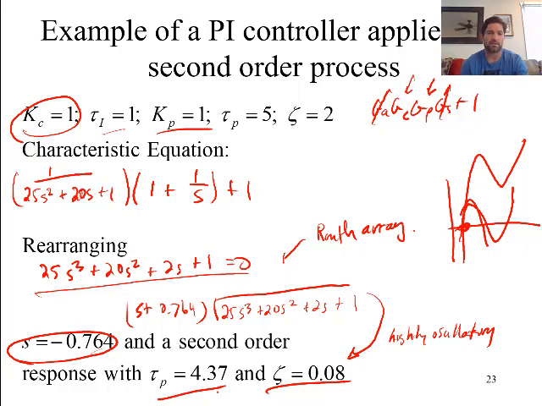Now what else we can do is go back. I started this where I used tau I of 1. I could go back and start with a tau I right here, and then carry this tau I through. Then we can determine what values of tau I cause the process to go unstable. We can also determine what values of tau I cause the process to have oscillations, just like what we did with Kc. Okay, so maybe we'll look at an example of that later.